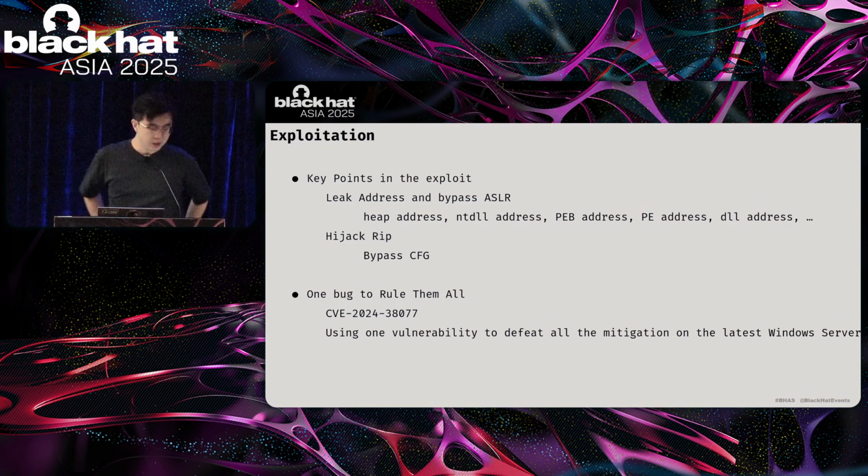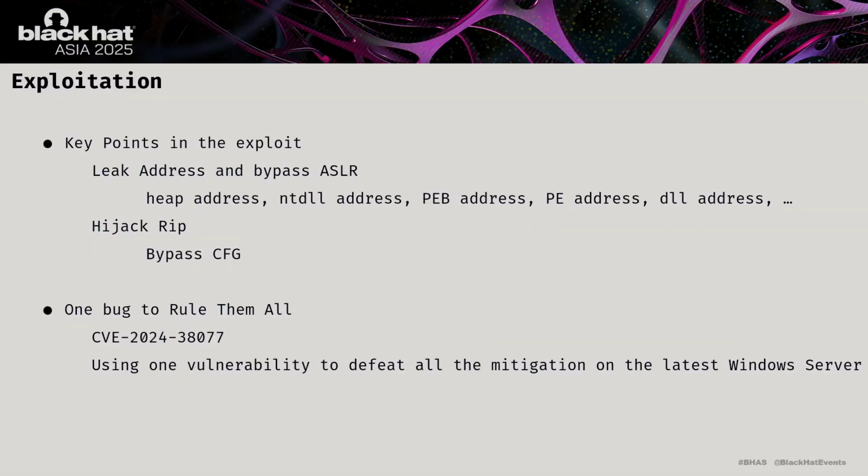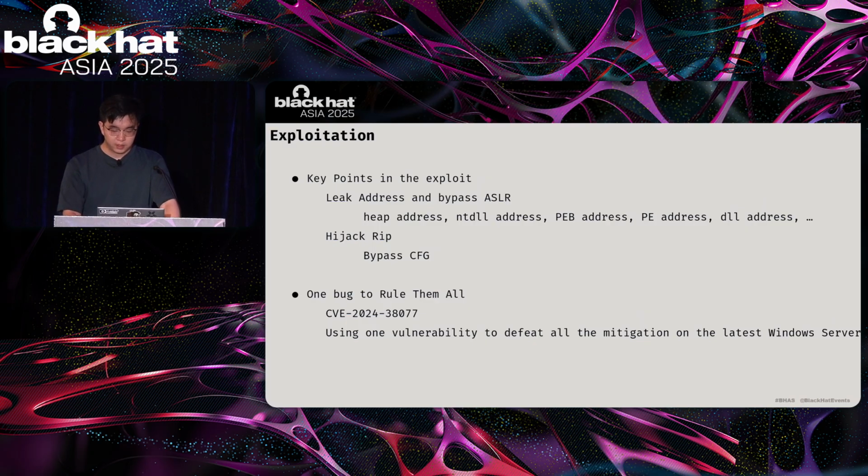Okay, to exploit the bug, we need to follow a series of steps that involve both leaking addresses and bypassing various security mechanisms such as ASLR and CFG. Typically, the two steps would require two separate vulnerabilities to be exploited, right? However, after further research, we found that this CVE can achieve both objectives, or primitives, at the same time. Below, we will explain the details.